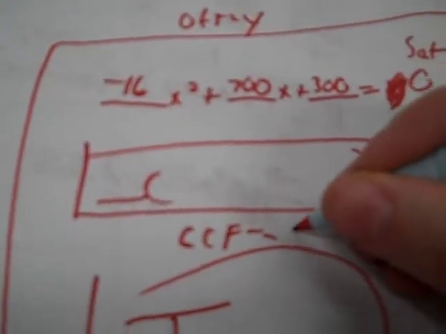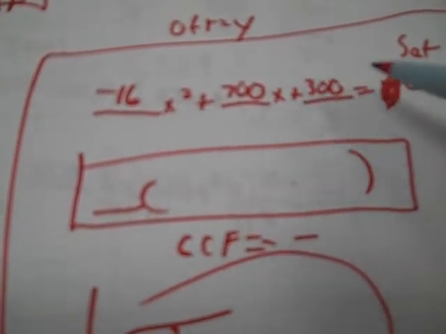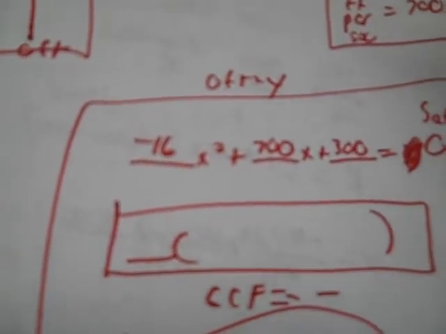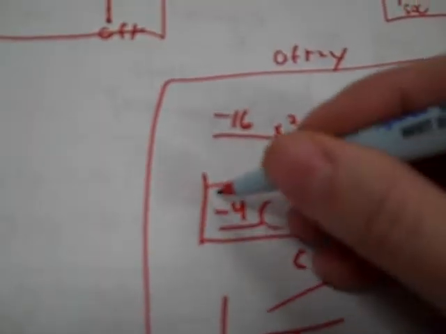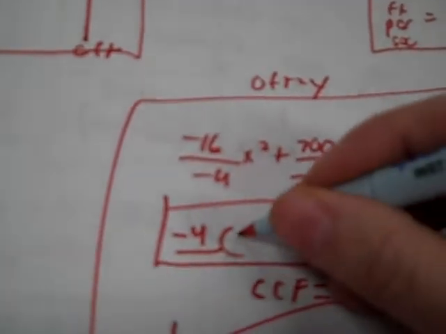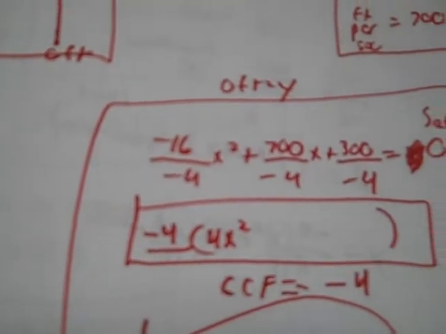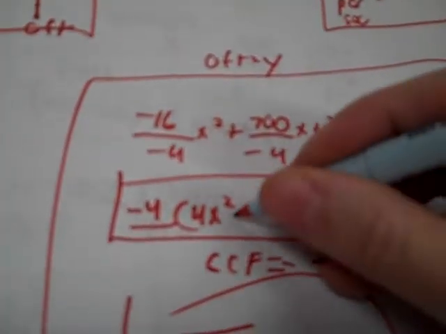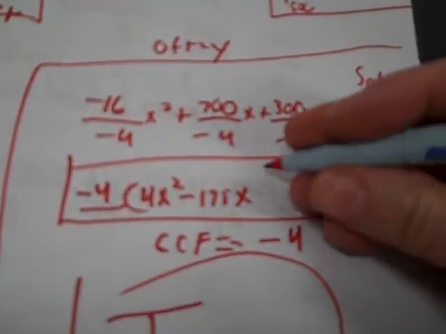Now you need the negative, okay, because your 16's negative. X squared, X, and nothing, okay. Then you can use your GCF calculator, and for 16, 700, and 300, the GCF's 4. So negative 4 goes out, and then I divide all these by negative 4. That's positive 4x to the second. 700 divided by negative 4 is negative 175x. And then 300 divided by negative 4 is negative 75.